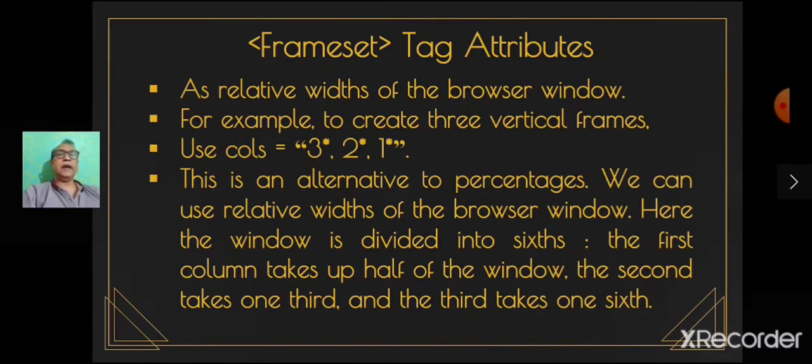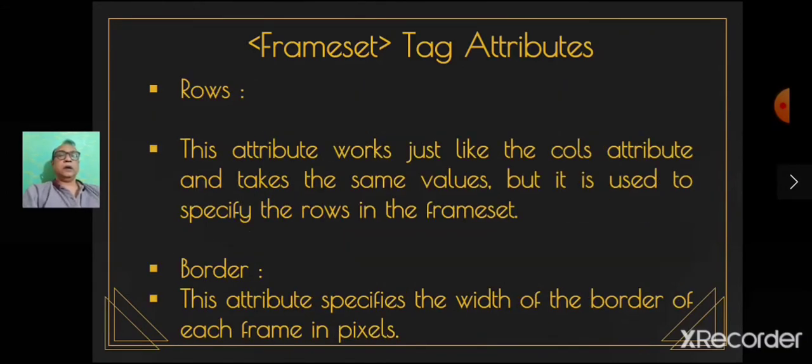The last one is relative widths of the browser window. For example, to create 3 vertical frames, use cols equal to, in the double quotes, 3 star, 2 star, 1 star, and close the double quotes. This is an alternative to percentages. We can use relative widths of the browser window. Here the window is divided into 6. The first column takes up half of the window, the second takes 1/3, and the third takes 1/6.